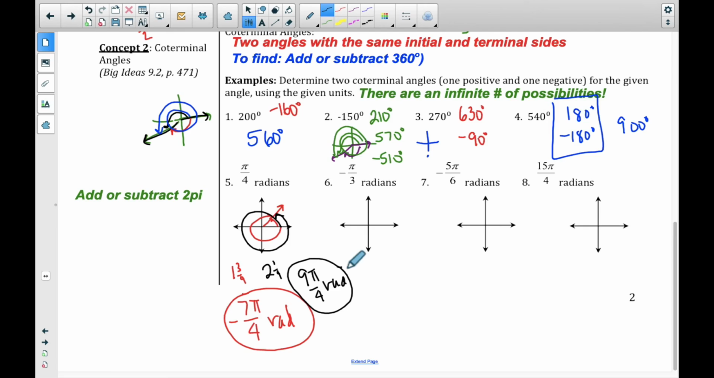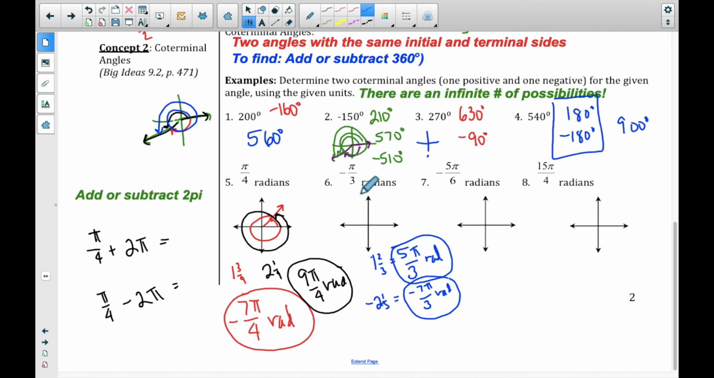So again, can you do mental math with fractions? You don't have to do it mentally. You can use your calculator. But if I took pi over 4 plus 2 pi, what did that come out to be? Pi over 4 minus 2 pi, what did that come out to be? And those are my two answers. So that's what we're going to do in this section, is we're going to add 2 pi and subtract 2 pi. Let's do another one together, and I'll have you finish the last two.